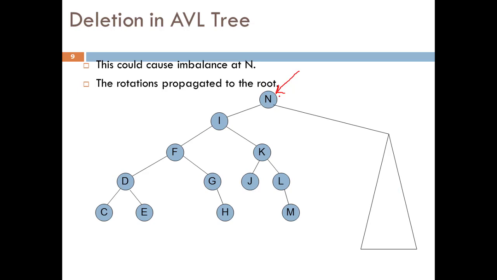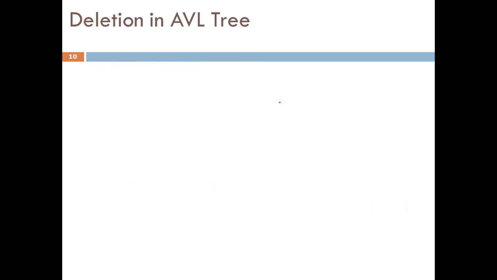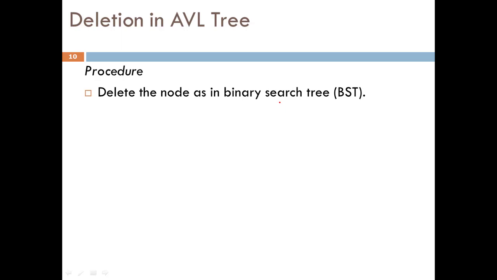So this is what we need to discuss in the deletion of an AVL tree. In the worst case, we will need to perform the rotation starting from that node towards the upper or the root node, like this one. Okay, so this is the algorithmic procedure of the deletion in AVL trees.